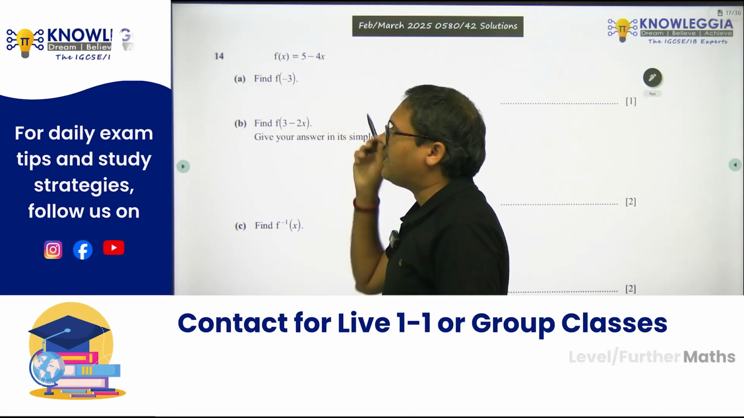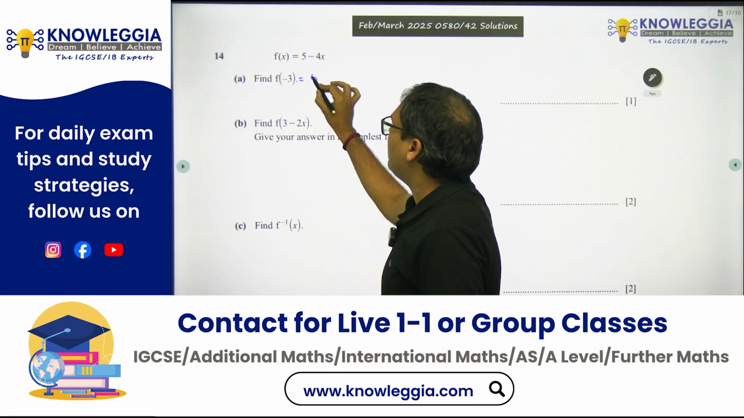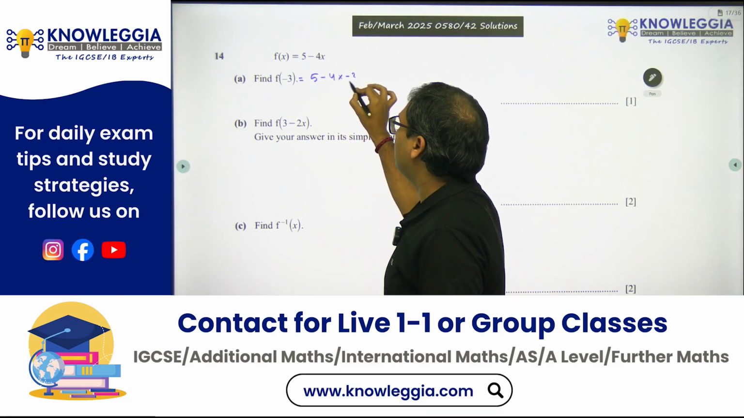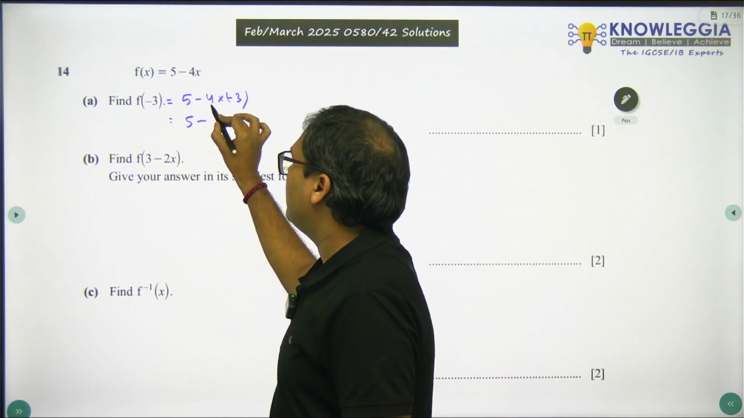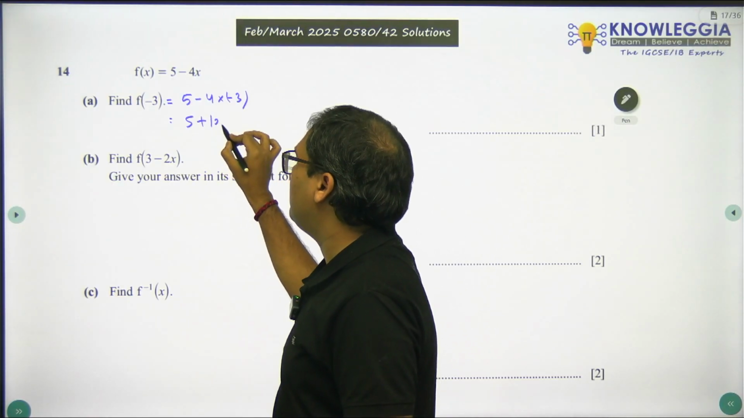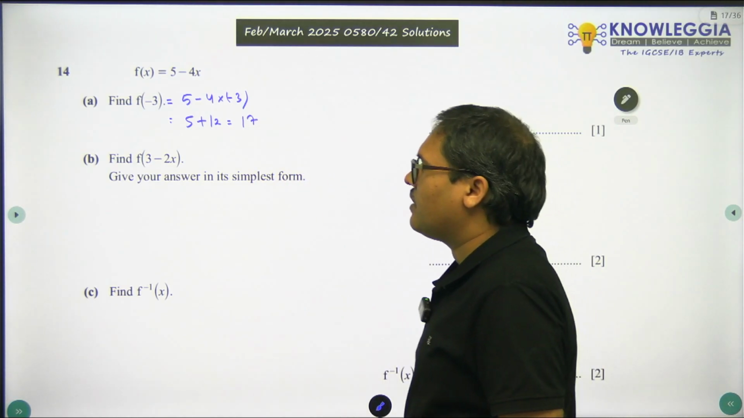The first question is find f of minus 3. We just put the value minus 3. So what is this? This is 5 minus 4 times negative 3. So this is equal to 5, negative 4 into negative 3 will become plus 12. So what is the answer? This is 17. So the first answer is 17.